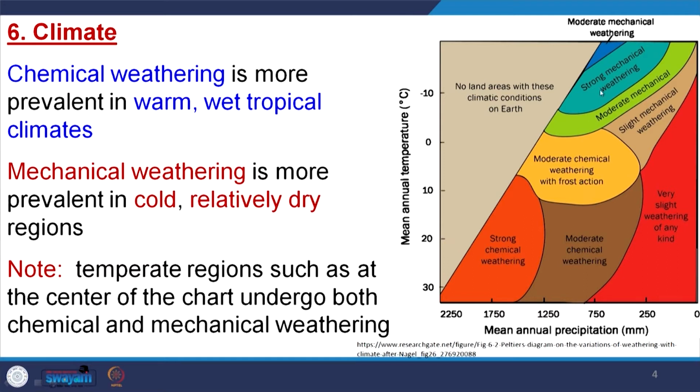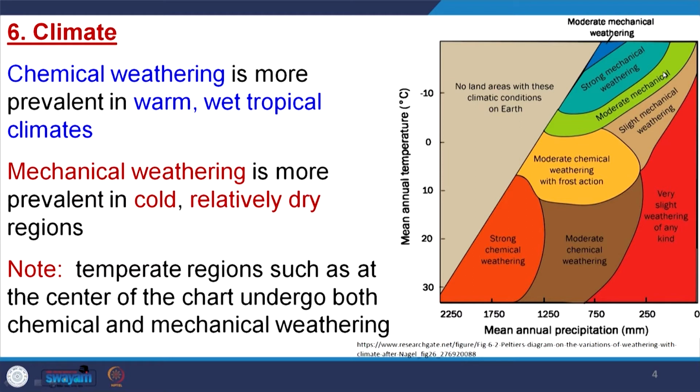So, here is strong mechanical weathering. That means the colder the region, the colder the temperature, the colder the environment, the more it will promote mechanical weathering. The warmer the environment, the more it will promote chemical weathering. And in between, moderate chemical weathering with frost action, slight mechanical weathering, moderate chemical weathering, moderate mechanical weathering.